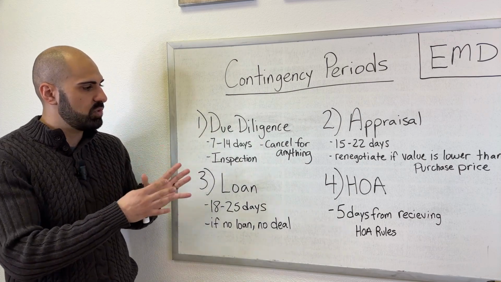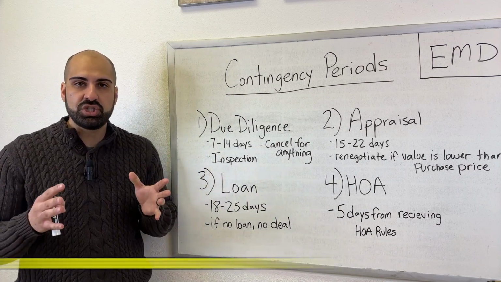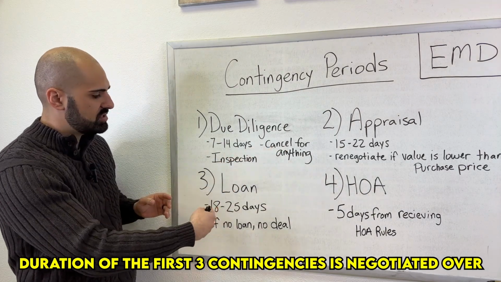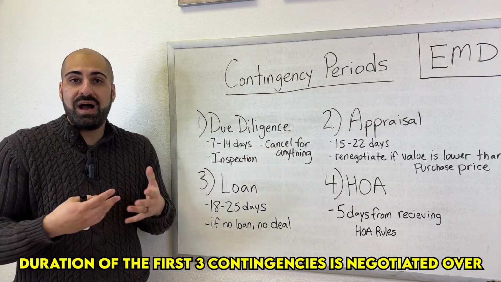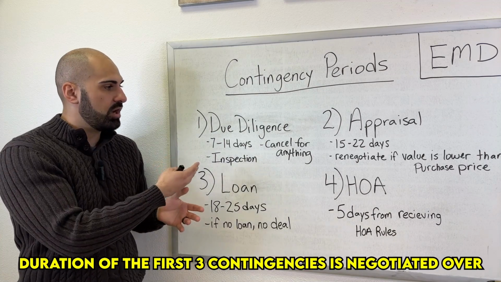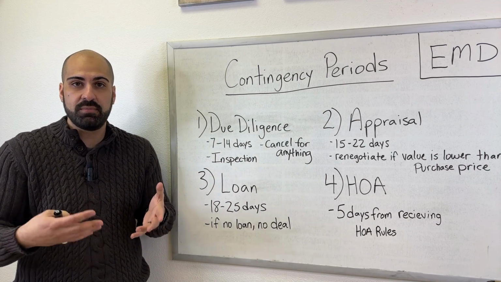And before I get into each one of them, I want to say that each of them has a certain time frame that's negotiated over in the offer. So you'll see up here I have 7 to 14 days, 15 to 22, 18 to 25. When a buyer makes an offer, there's a section in the contract stating how long, let's say, due diligence or the appraisal contingency is going to be, and they'll suggest a certain amount of time.